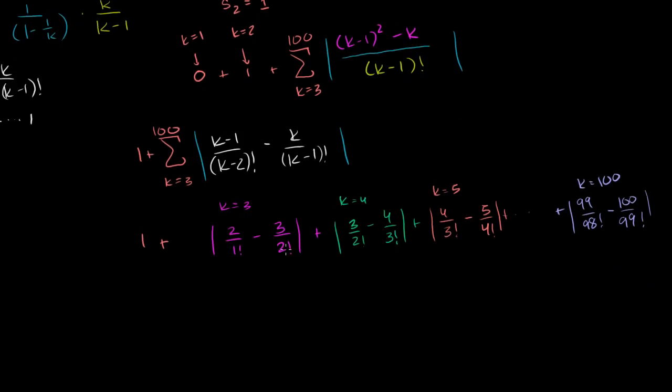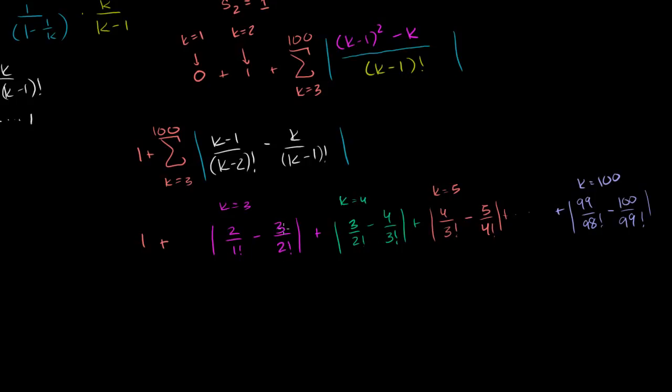We're subtracting a 3 over 2 factorial, then we're adding a 3 over 2 factorial. We're subtracting a 4 over 3 factorial, then we're adding it. And you might say, wait, what about the absolute values? But the second term inside these absolute value signs is always going to be a smaller value than the first term, because factorials increase quite quickly. We only have k minus 1 factorial over here and k minus 2 factorial over here, so this is always going to be less than this.